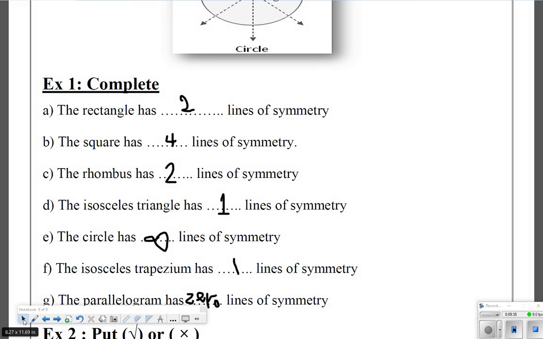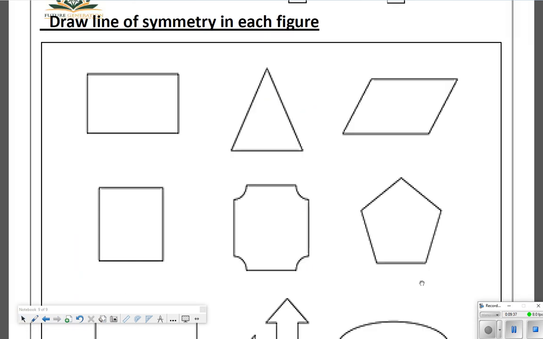Now the question is draw lines of symmetry. To solve a question like this, you must have the ruler and the pencil. And let's solve with me. This is what? This is a rectangle. Rectangle has how many lines of symmetry? 2. 1 is horizontal and 1 is vertical. So the rectangle has two lines of symmetry.